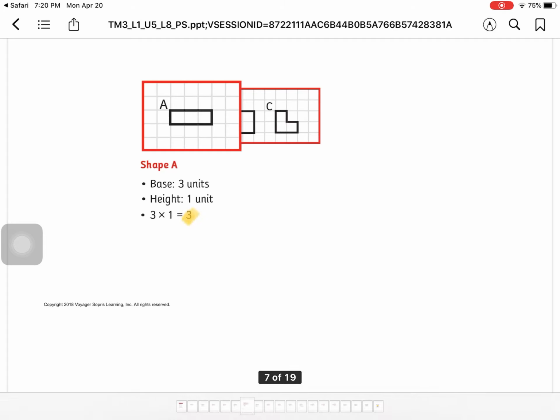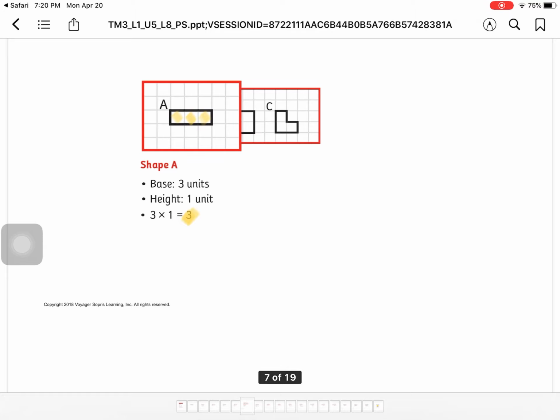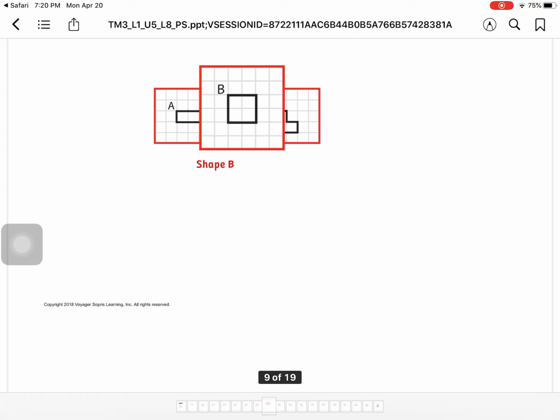And you can see that in the middle as well. Area, remember, is on the inside. So if I'm looking here, I've got 1, 2, 3 squares on the inside. So shape A has an area of 3 square units.